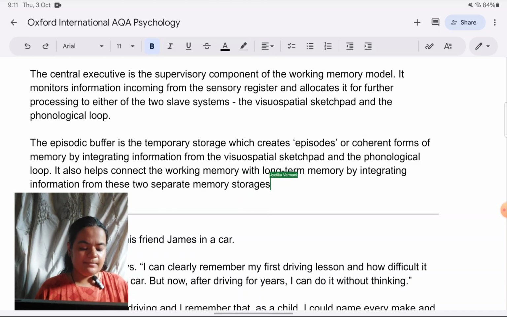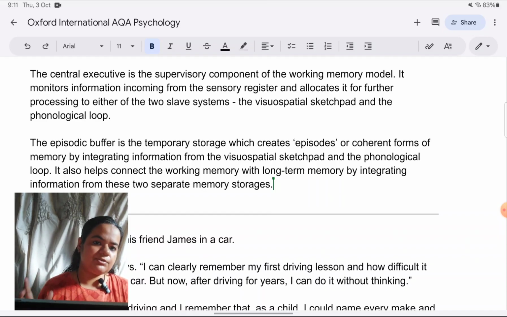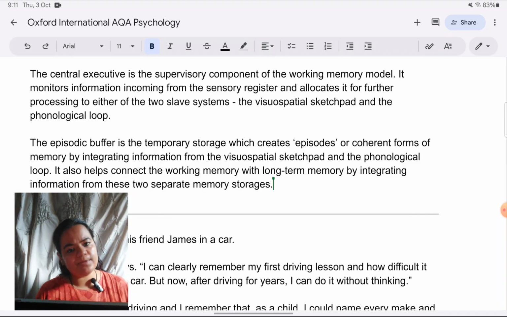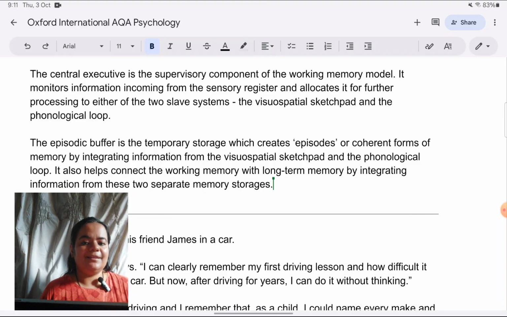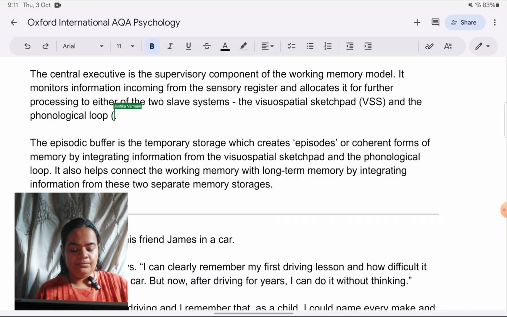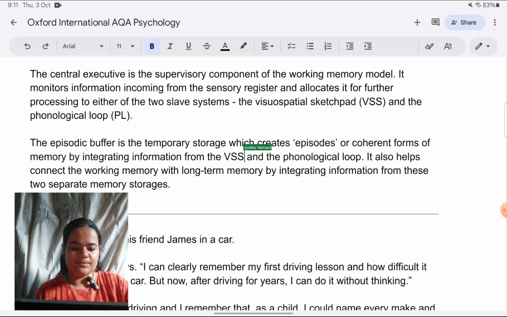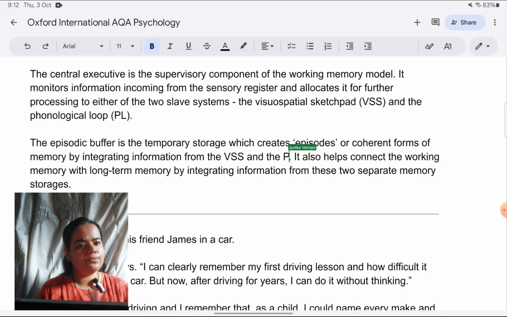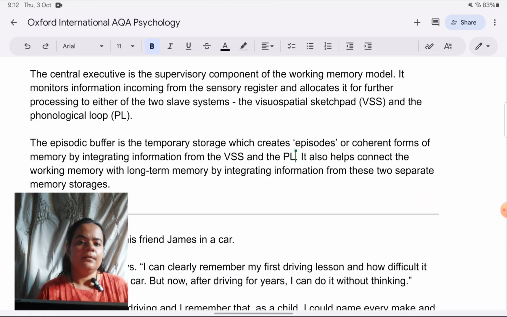A minor point here, but in case you want to use abbreviations such as VSS for the visuospatial sketchpad and PL for the phonological loop, just to be able to write faster, in that case, at least once you must give the full form, then write in the bracket VSS and PL, and from then onwards, instead of writing the full forms, you could use those terms. But make sure to explain once what you mean by VSS and PL.